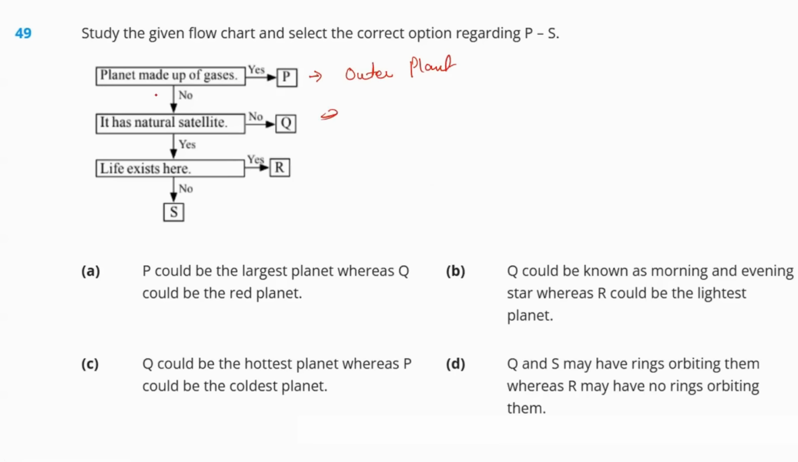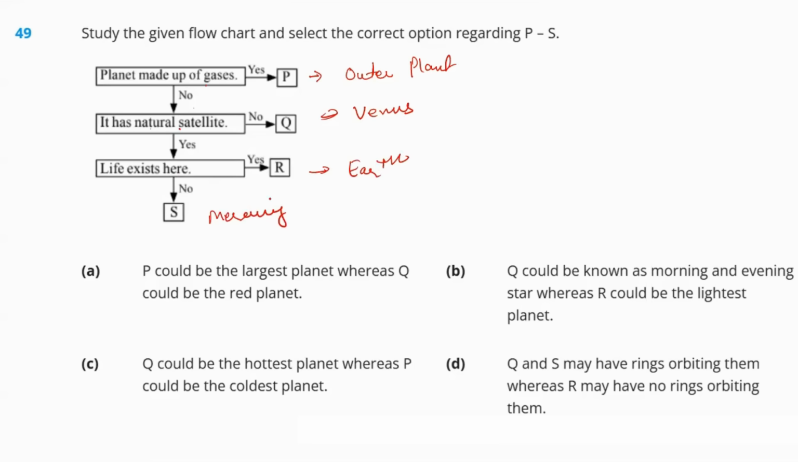Q is planet made up of gases. No, it has natural satellite. No, it would be Venus, right? Then R is planet made up of gases. No, it has satellite. Life exists here. It would be our Earth. And R would be your Mercury.